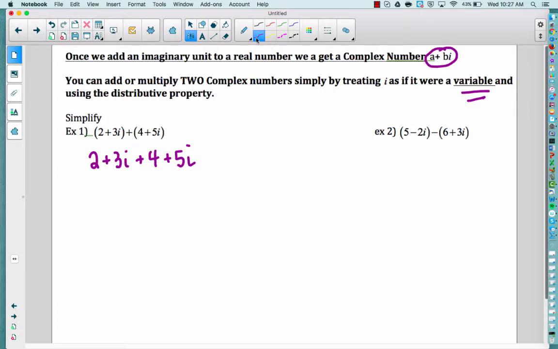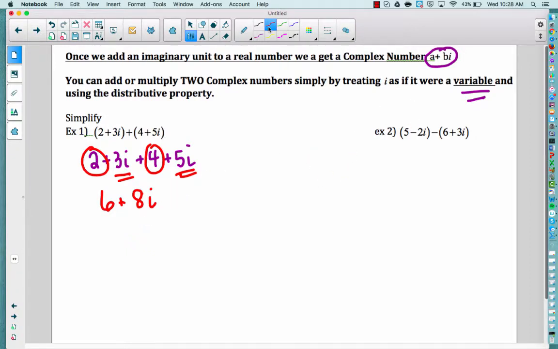All right, so now I'm going to combine the real parts, which are the 2 and the 4, giving me 6. And I'm going to combine the imaginary parts because they're like a variable, like terms. So 3i plus 5i, which gives me 8i. Again, the 6 is the real part, the 8i is the imaginary part.